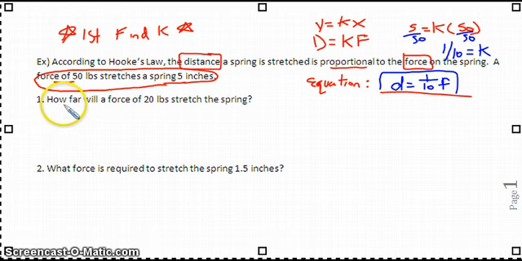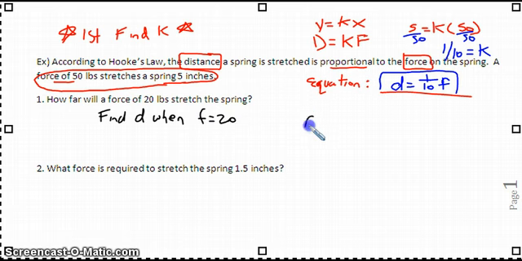How far will a force of 20 pounds stretch the spring? In other words, find d when f equals 20. So let's plug that in there. D equals 1/10, and then f would be times 20. So I know that 1/10 of 20 is 2, so the distance would be 2, and when we're talking about our distance in terms of inches.